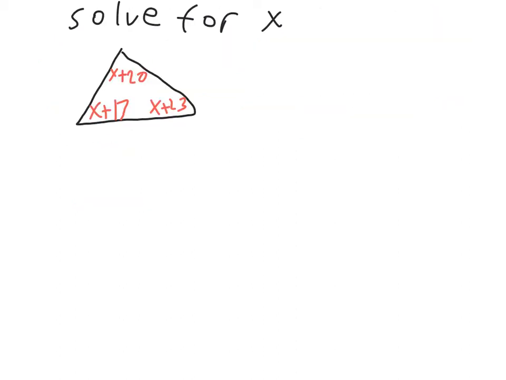Alright, now let's do some examples with this. So we have a triangle here, and the 3 angles are x plus 17, x plus 20, and x plus 23. And we need to solve for x. Well, we know if we add those 3 up, they'll equal 180, right? So, let's say x plus 17 plus x plus 20 plus x plus 23 equals 180.